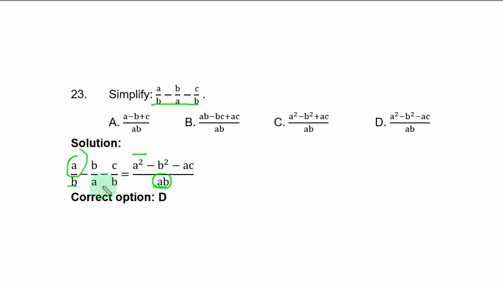The same ab, divide by a, you have b. B times b, that is b squared. The sign there is negative. The same ab divide by b, you have a. A times c is ac. So you have a squared minus b squared minus ac over ab. Clearly, nothing else can be done, and what you have simply means that D is the correct option.